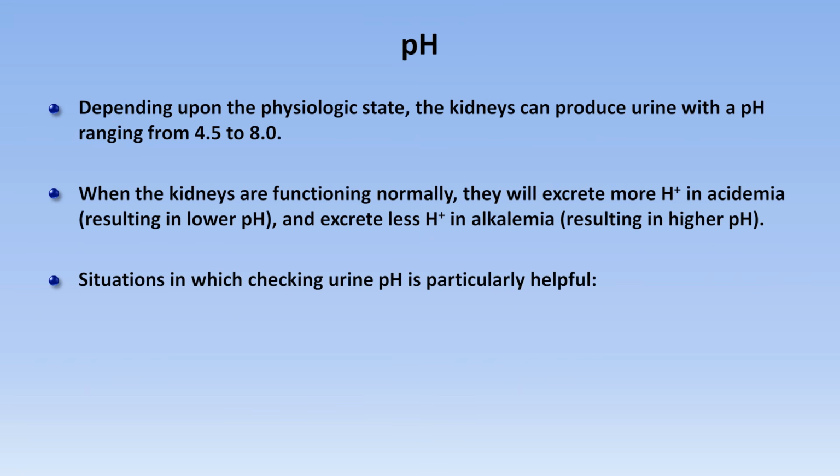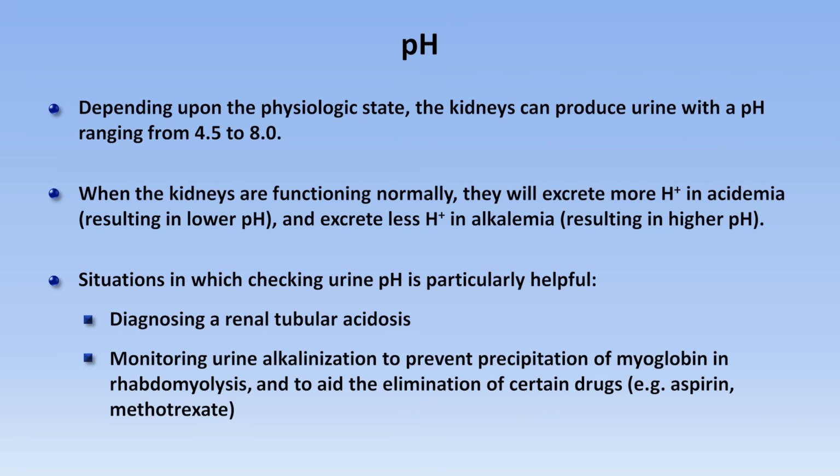There are situations in which checking the urine pH is particularly helpful. First, diagnosing a renal tubular acidosis. Second, monitoring urine alkalization in order to prevent precipitation of myoglobin in rhabdo and to aid in the elimination of certain drugs, such as aspirin and methotrexate. The urine pH is also helpful in differentiating different types of kidney stones, since different stone types develop under different acid-base conditions.